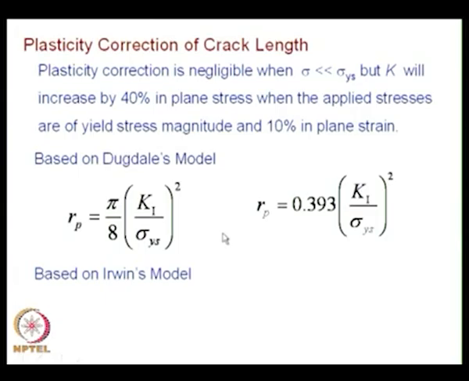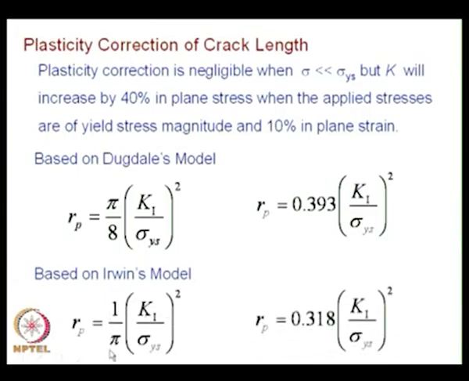In the case of Irwin's model, the extension is given as 1 by pi times K1 divided by sigma ys, whole squared. This 1 by pi is actually 0.318. So, if we compare, they are not really very different. Irwin has approached the problem from one methodology, Dugdale has approached it in another. Both seem to have got the extension of the plastic zone within limits, but the way it is used in modifying the crack length is slightly different in Irwin's model and Dugdale's model.